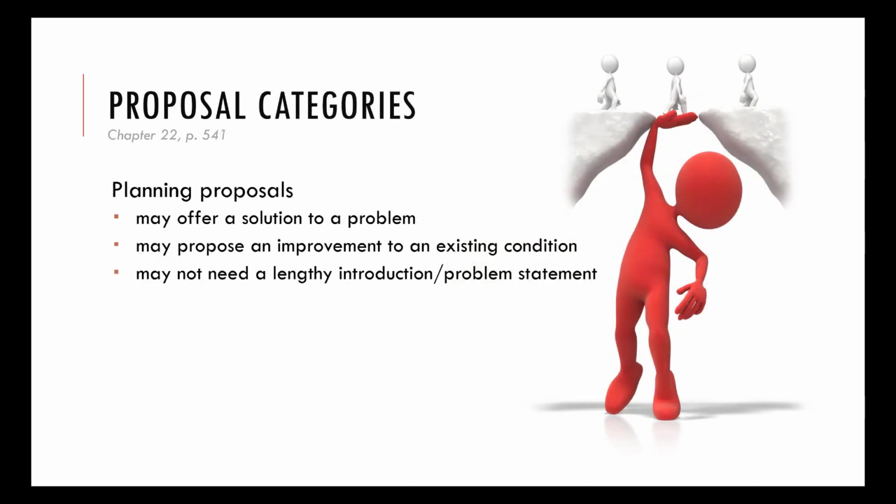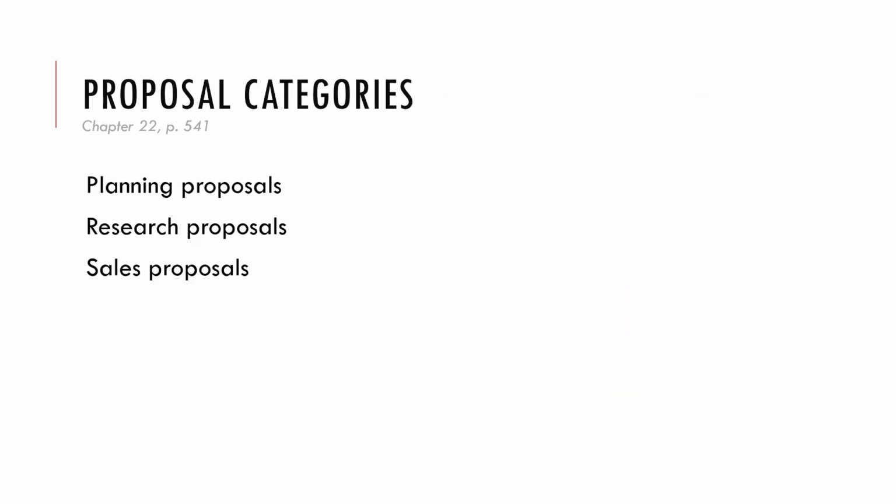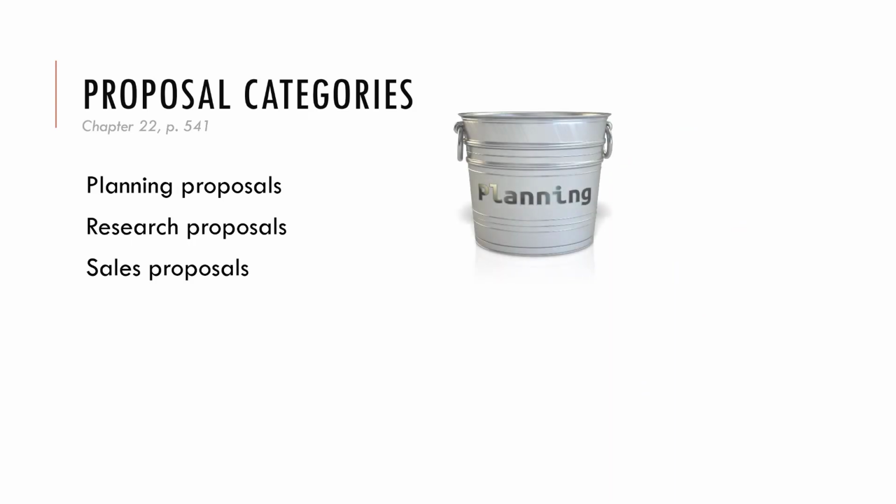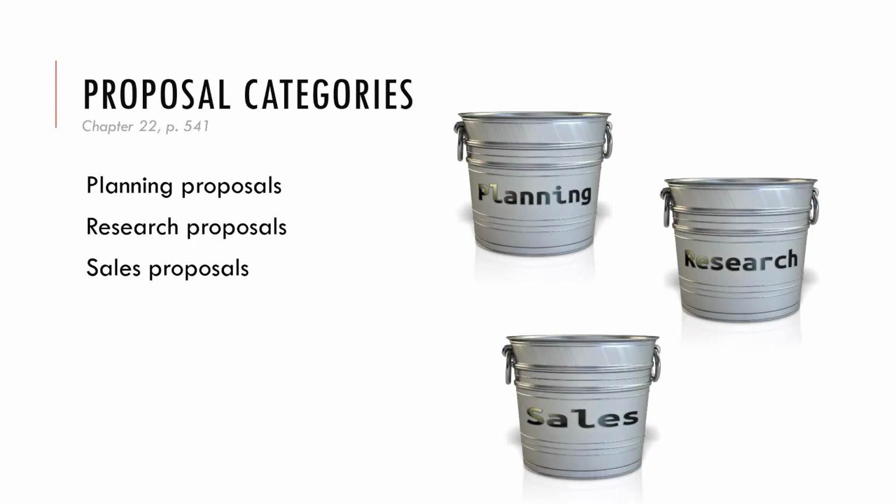Categories. I have 3 major categories here that came out of your book. There are planning proposals, research proposals, and sales proposals. But I want you to know that those are kind of very soft categories. Not everybody uses that terminology. Not everybody thinks of them in these big 3 buckets. Also, I want you to know that they are not mutually exclusive. For example, you may come up with a proposal that kind of falls between 2 of these. It's not exactly one, not exactly the other. So these are big soft things.